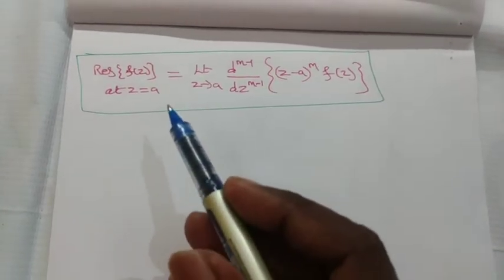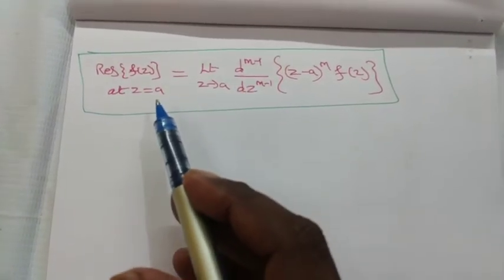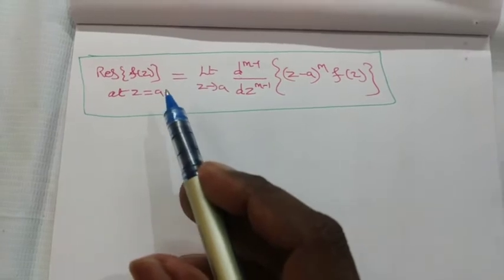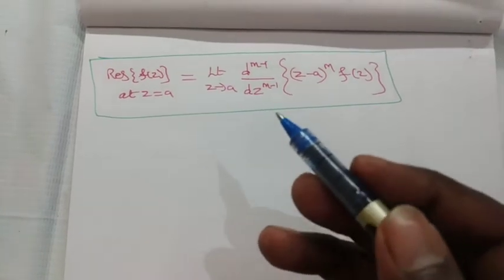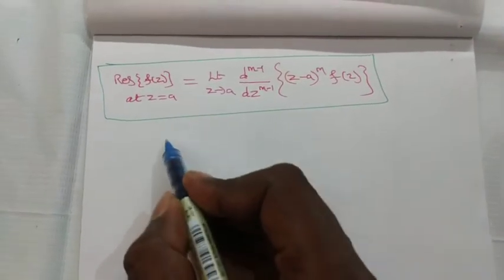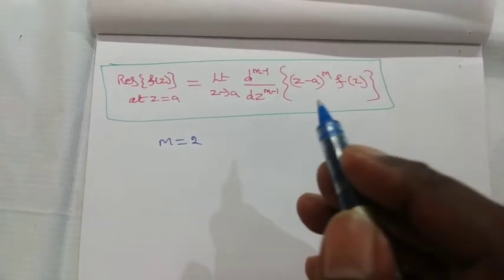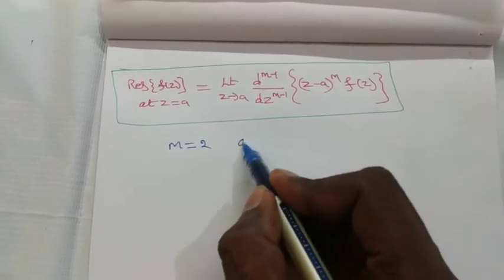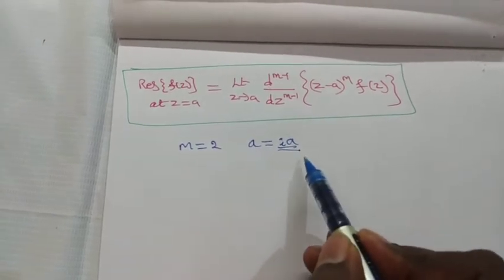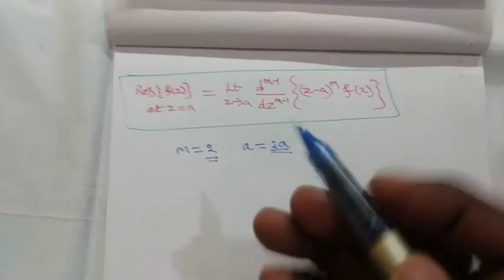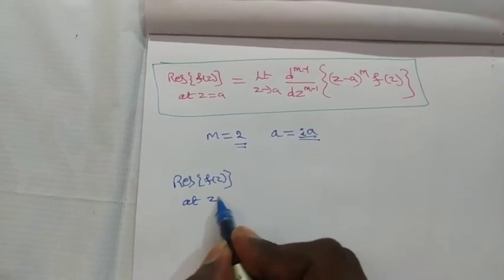But a very important thing: both poles are of order 2. Now this is the formula for the residue at a pole of order m. Here, consider z equal to a is a pole of order m. In this problem we found the pole ia is of order 2, therefore m is equal to 2, and the pole a is considered to be ia. Substitute here. So the residue of f of z at z equal to ia.